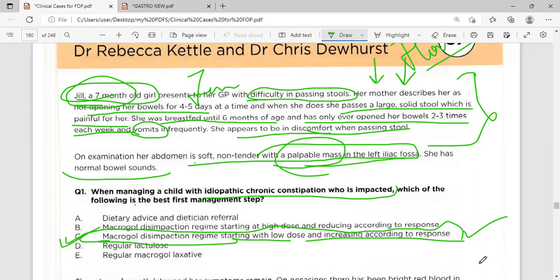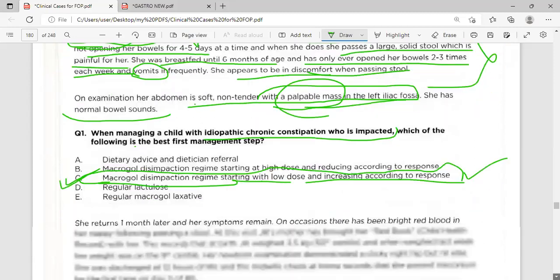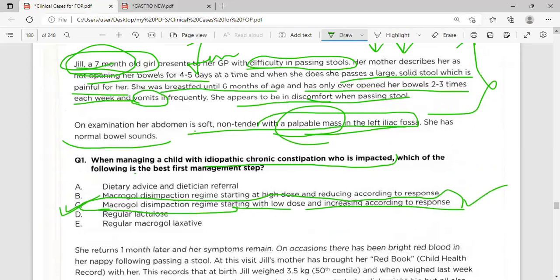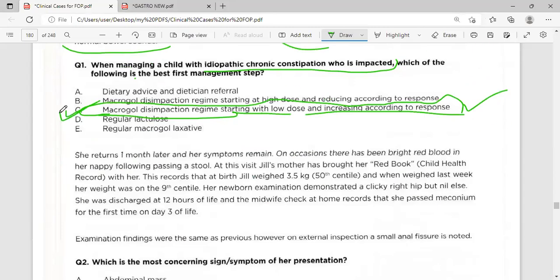Okay. For any drug, I think we do that. For everything, usually we'll start with the lowest dose possible. If the patient is not responding, then we'll increase the dose. Okay. Next, we are going to give a macrogol, also known as Movicol. We'll start low and then increase up to 1 week.